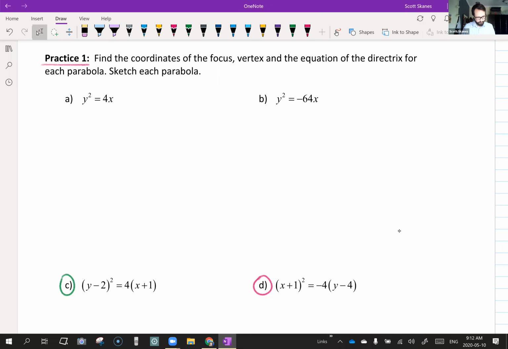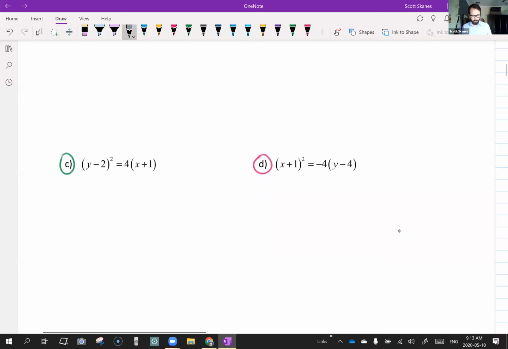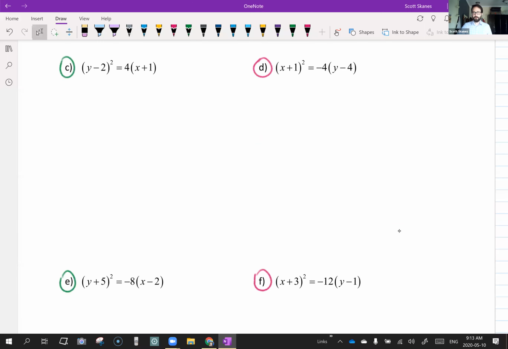Let's get awake here. The question says, find the coordinates of the focus, the vertex, and the equation of the directrix. You'll notice that the directrix is actually an equation. I'll get to that more in a second. For each parabola, and sketch each parabola. Super, super, super important that we sketch here. If you don't have the notes in front of you printed, you should definitely have a piece of graph paper by now, but you'll see that you can sketch it even without any of those things. Okay, so let's get started.